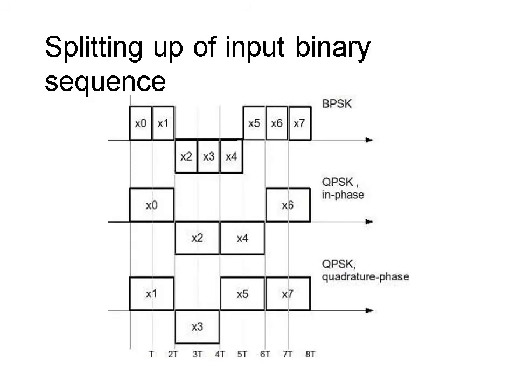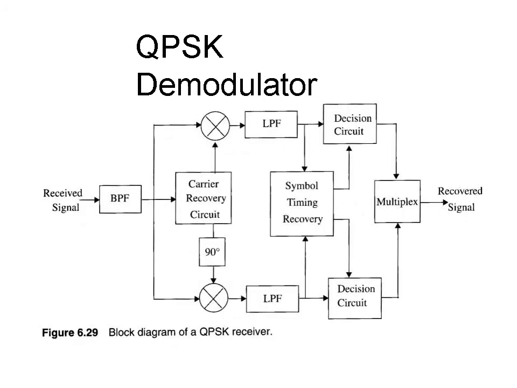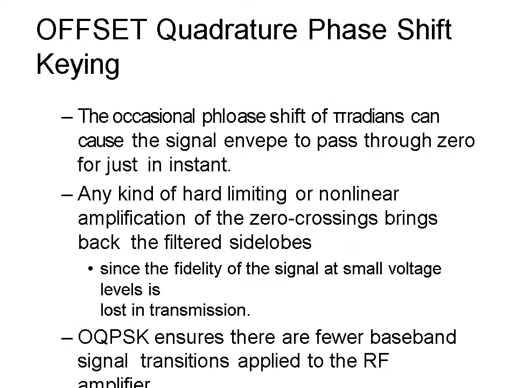So the splitting up of the input binary sequence is represented here for BPSK, QPSK in-phase and quadrature phase. The QPSK transmitter block diagram is represented here using a local oscillator, serial to parallel converter, and then low pass filter and band pass filter. This is the QPSK demodulator using a carrier recovery circuit with symbol timing recovery, which will use the multiplexer circuit and decision circuit on the receiver side, or an amplifier.